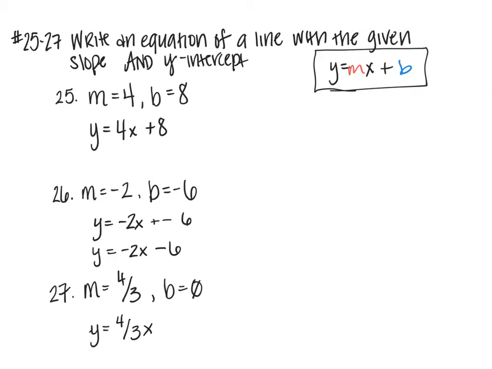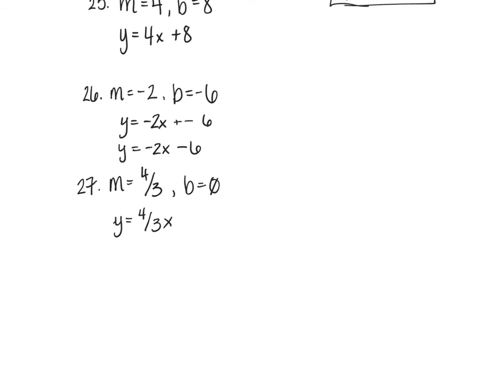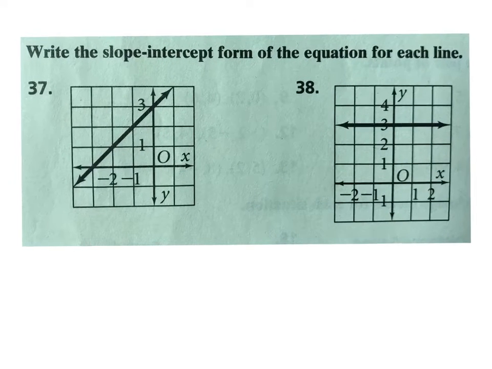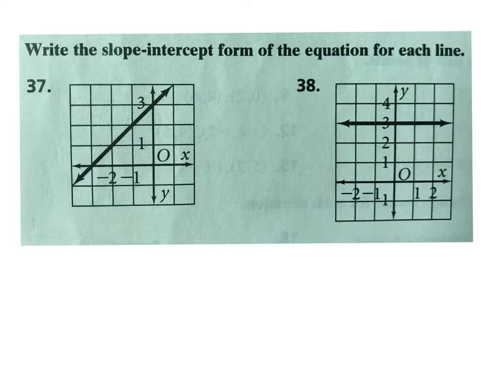Well done. All right, let's look at your next part of your assignment from homework. Hopefully you remembered that you have these two, 37 and 38, with these directions. All right, so if I'm told to write the slope-intercept form of the equation for each line, what is slope-intercept form? Well, hopefully at this point you could recite this in your sleep, and it's y equals mx plus b, where m is my slope and b is my y-intercept. That's why it's called slope-intercept form.